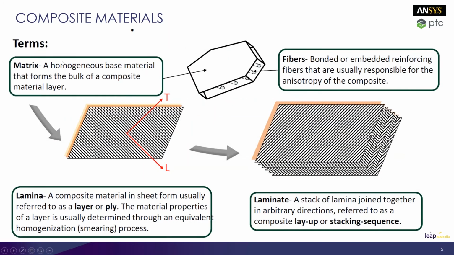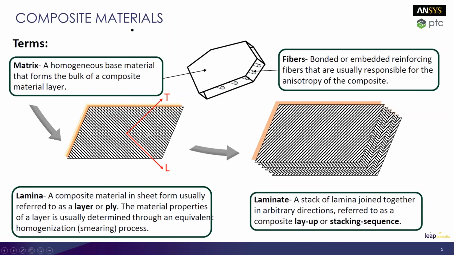So just the terminology I mentioned before: the matrix is the homogeneous base material that forms the bulk of the composite layer material. It's basically holding these fibers together, giving it its form, but generally won't be taking the majority of the loading. On the flip side, the fibers are embedded into the matrix, and these are really what gives the composite its characteristic anisotropic response. Anisotropic response means that because these fibers could be running in a single direction, or in a number of different directions, the response of the structure is different depending on which way you pull it or push it.